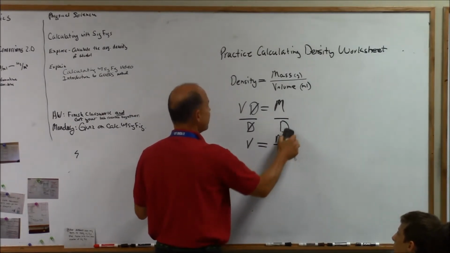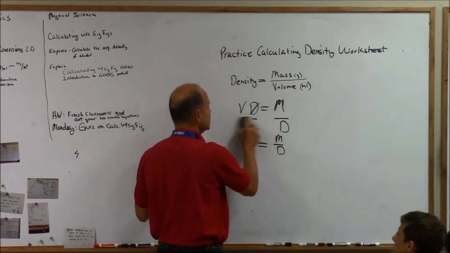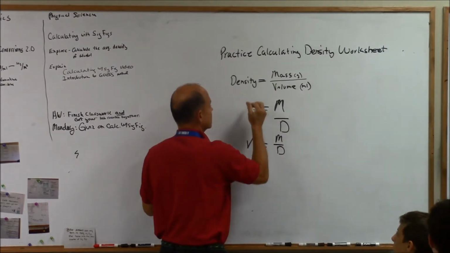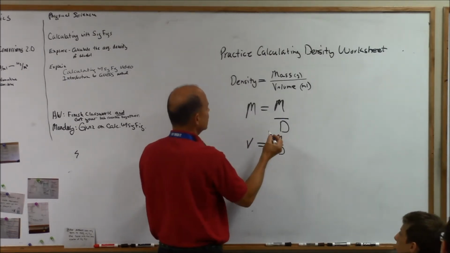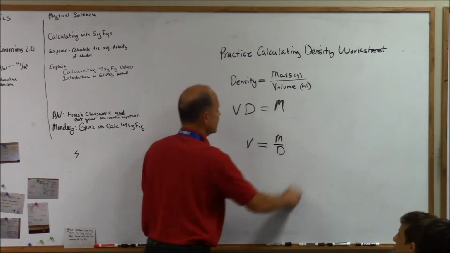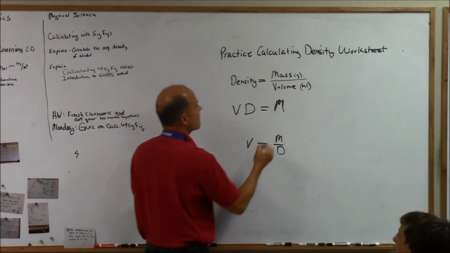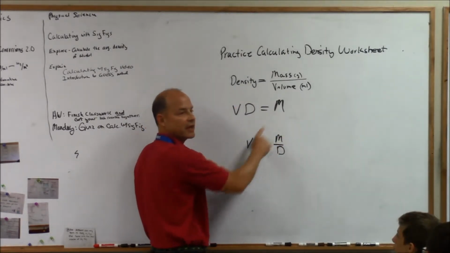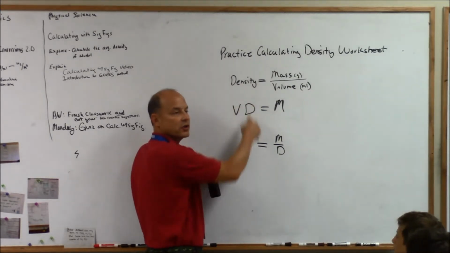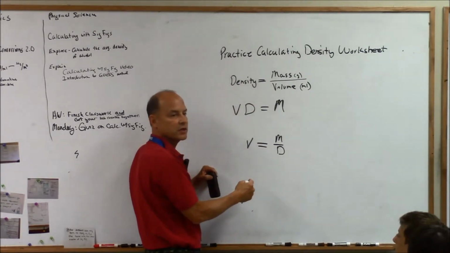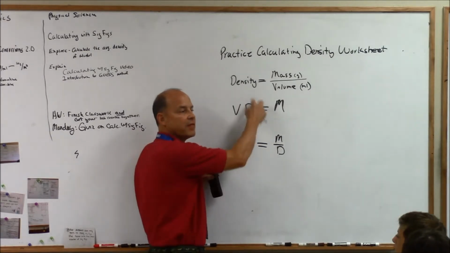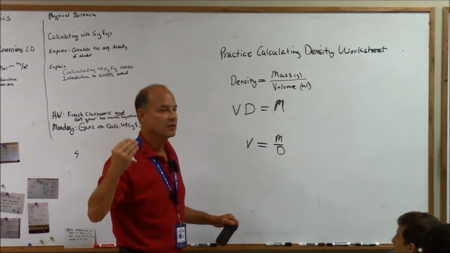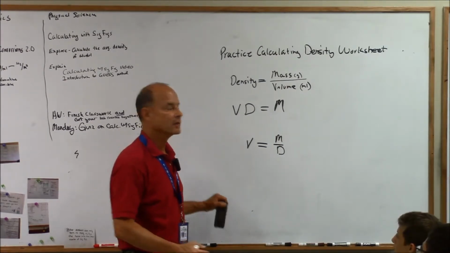So now I've got 3 equations. I erased the wrong one. Okay, so I've got a formula for density, I've got a formula for mass, and I've got a formula for volume. You're going to need to know all 3 of these to complete this worksheet. Now, if that was like, Mr. A, I don't know what you did, that was just like voodoo mathematics. All right? I'm going to give you a gimmick.